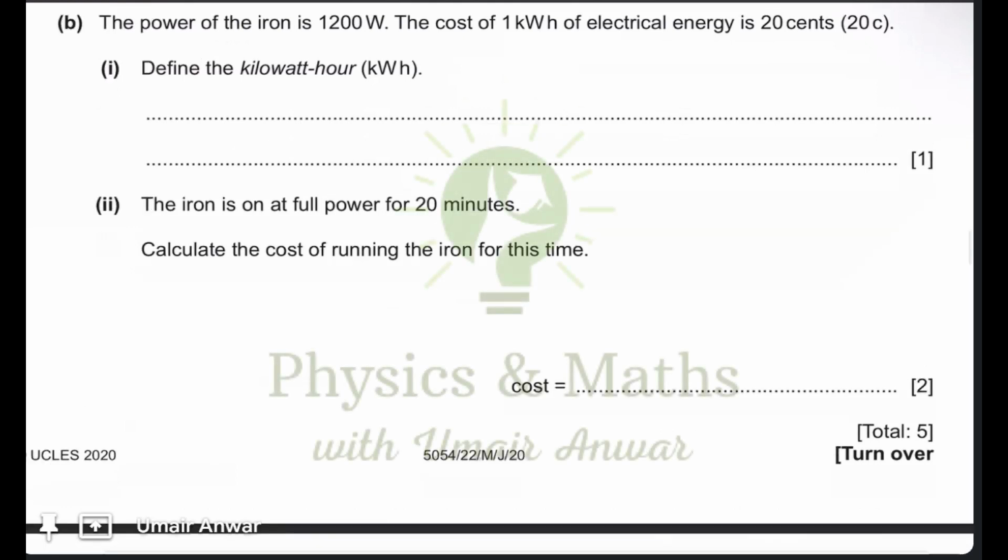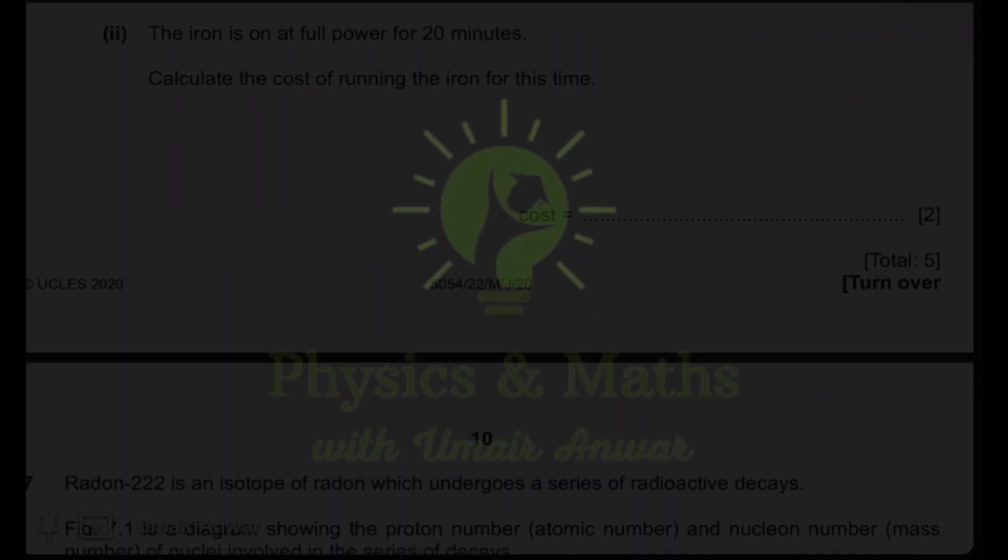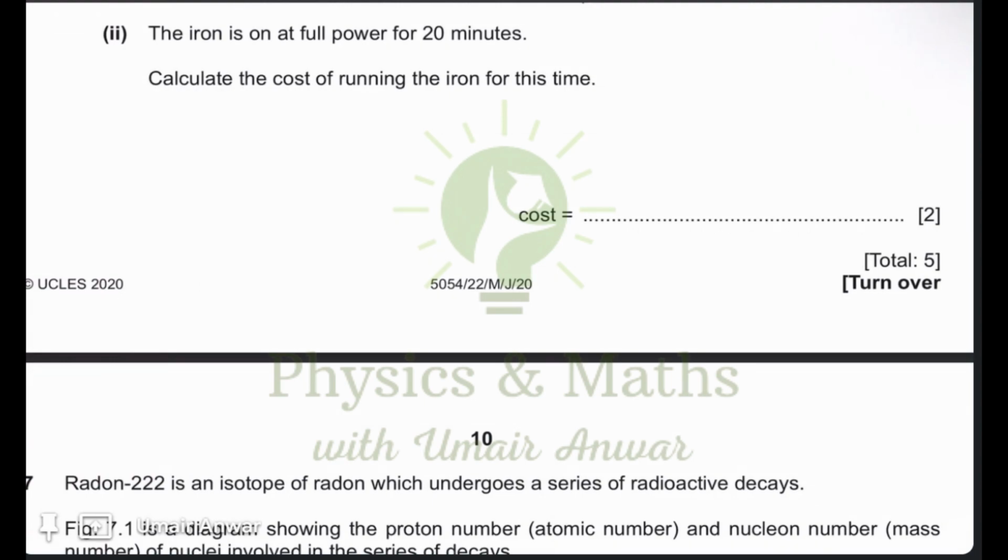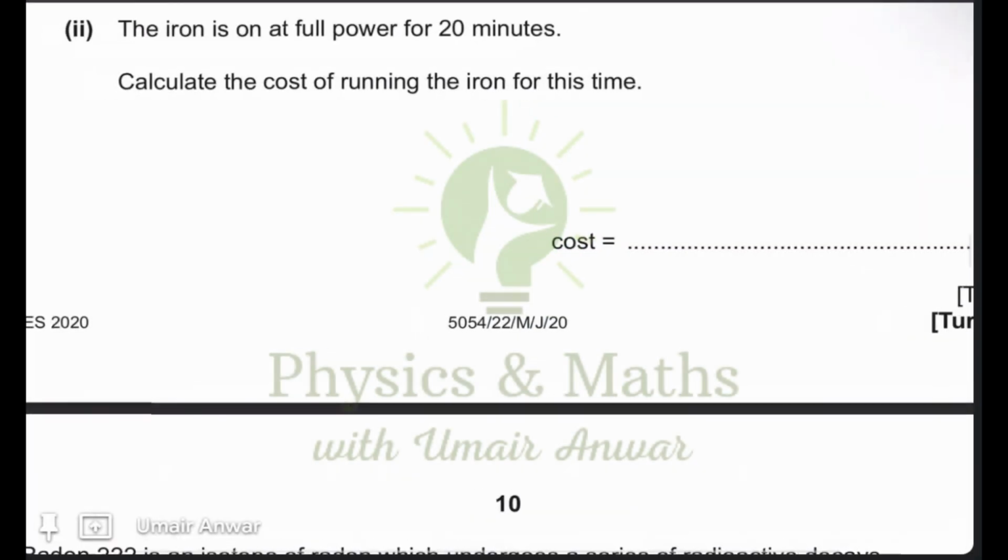The next part, the power of the iron is 1200 watt. The iron is on at full power for 20 minutes. Calculate the cost of running the iron for this time.